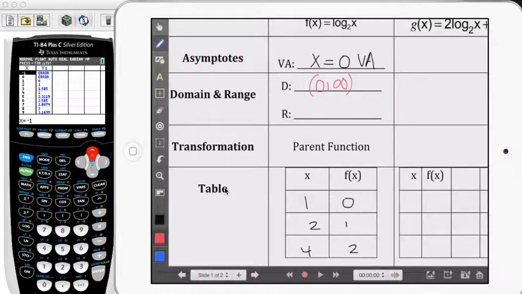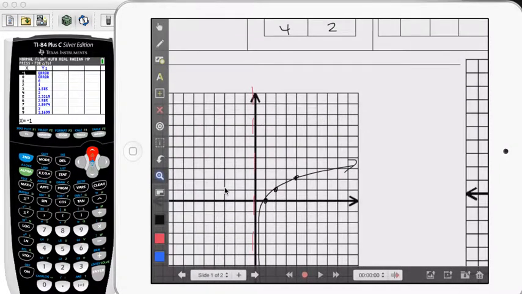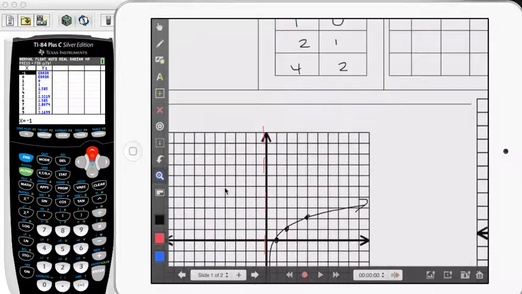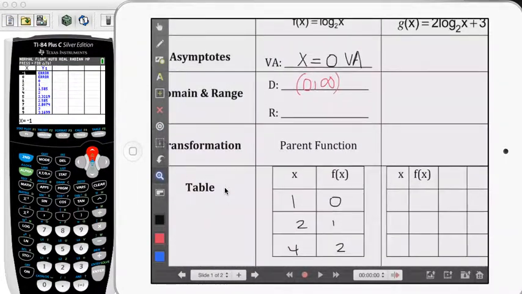The range, however, is going to be from negative infinity to plus infinity because as you can see, the graph goes down forever and goes up forever. So negative infinity to plus infinity, that would be your range.